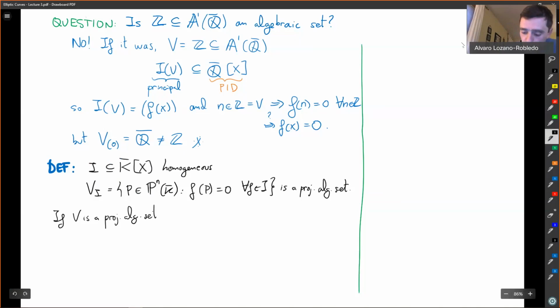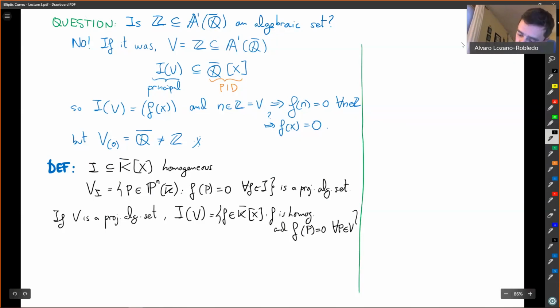then we define the ideal of the projective set as those polynomials f where f is homogeneous and f of P is 0 for all P in V. Okay. So let's see some examples. Let's write some examples here.